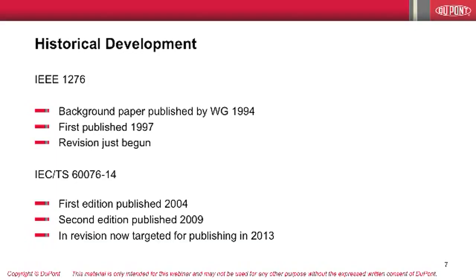Technology normally precedes the documentation of standard development, and it was no different here. The first high-temperature document was published as IEEE 1276 in 1997 after the working group developed a very comprehensive background paper. Using 1276 as a reference, an IEC technical specification was first published in 2004 and subsequently revised in 2009. It is currently in revision now to upgrade to an international standard with a completion target date of 2013.